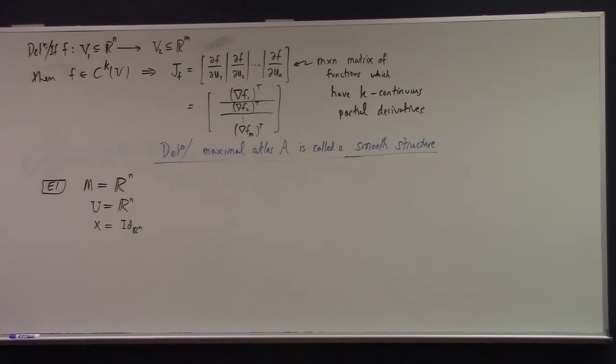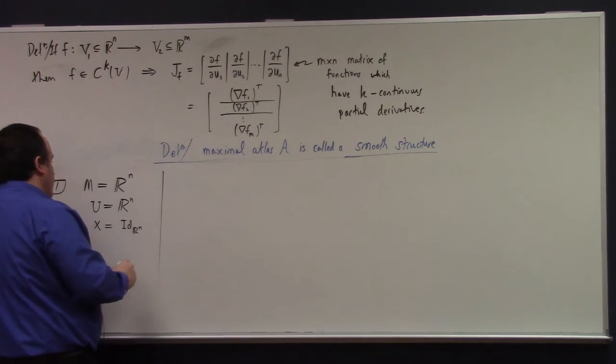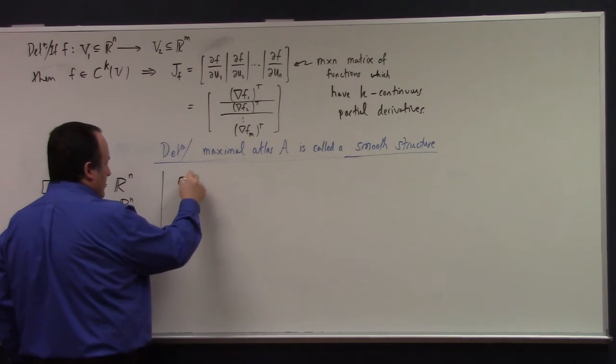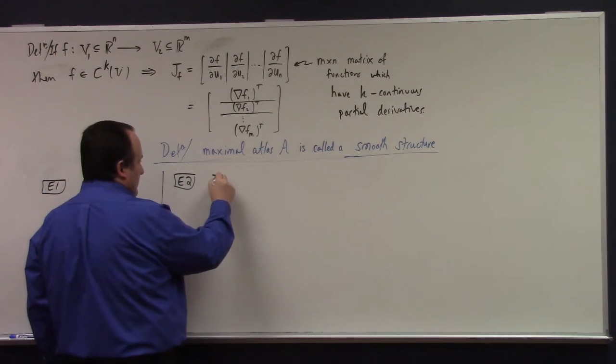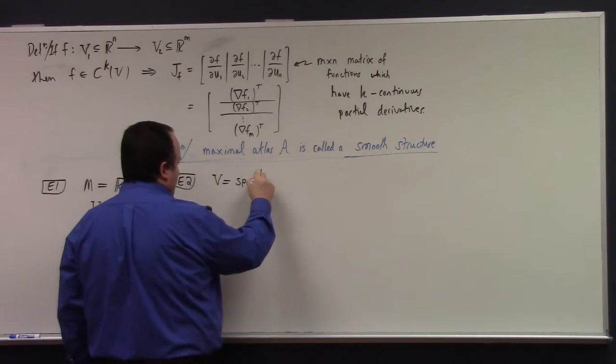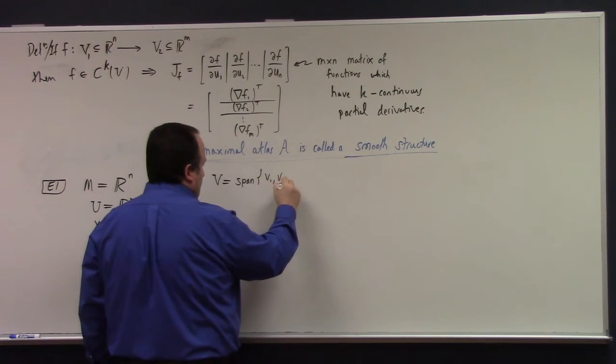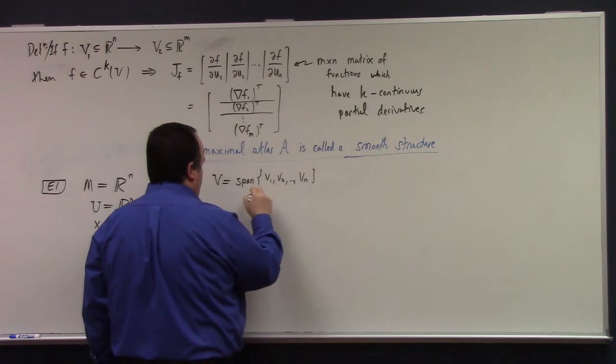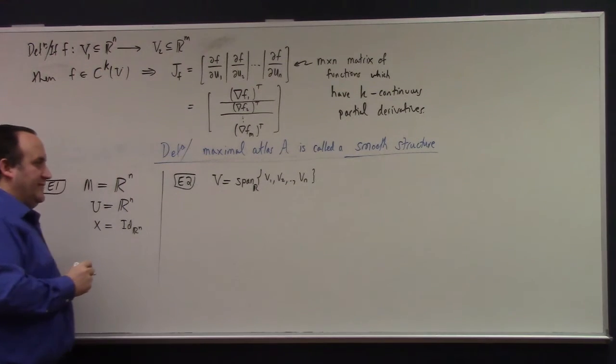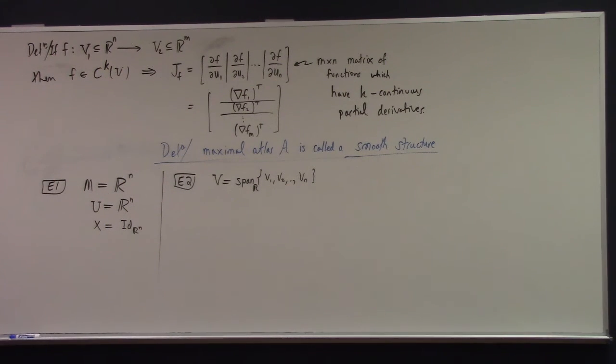Now, of course, that defines a certain smooth structure. So you take all charts which are compatible with that, and that would give you a smooth structure on Rn. Example 2, if we take V to be the span of, let's say, v1, v2, ..., vn over the reals, an n-dimensional real vector space.